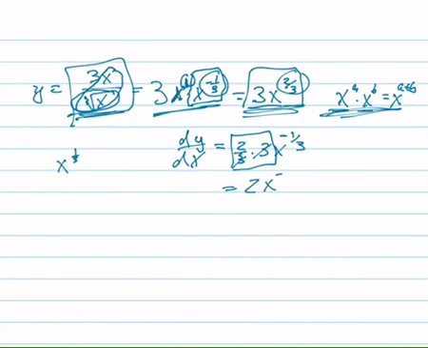2x to the negative 1/3, which, if you want to simplify that, is just 2 over the cube root of x. And then you could do more if you wanted to. Sometimes they want more, sometimes they don't. I think probably this answer is sufficient for most people.